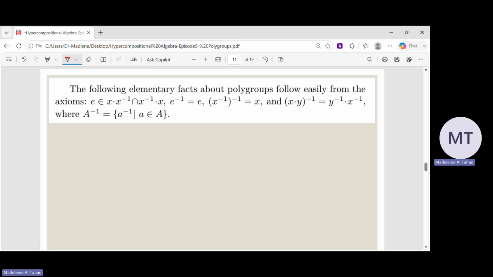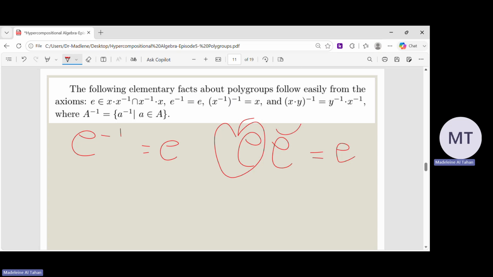Now, here are some elementary facts about polygroups, and we will prove some of them together. We can start with E inverse equal to E. We know that E times E is equal to E, right? Because E basically is the identity, so E times anything is that thing. So what can we deduce here? Immediately we can deduce that E inverse is equal to E.